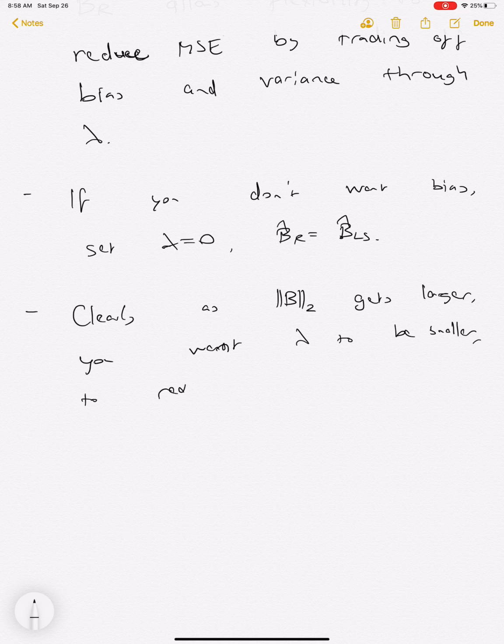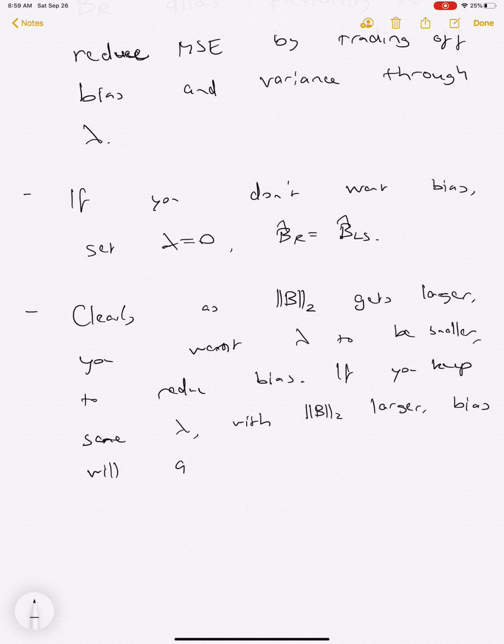To reduce bias. Another way to think about that is if you keep the same lambda as we did in that third example, what we have going on here is the bias which is induced by the L2 norm of B, and then we also have lambda, which allows you to tune for that. So if you want to reduce the bias, you can just make lambda smaller.